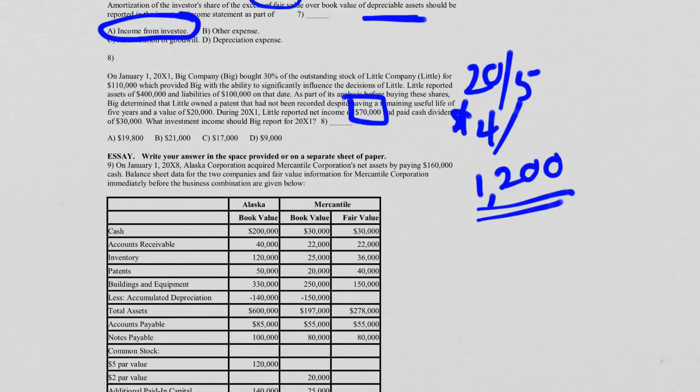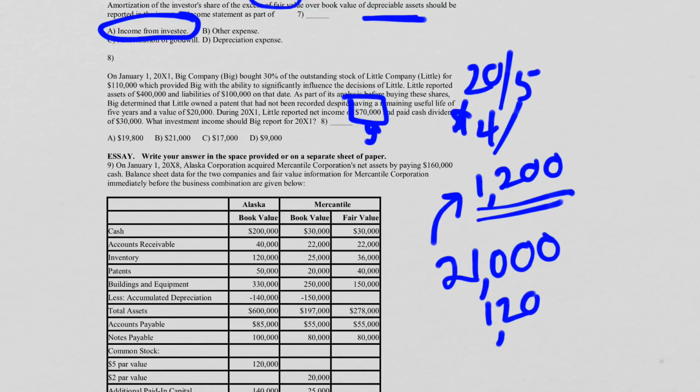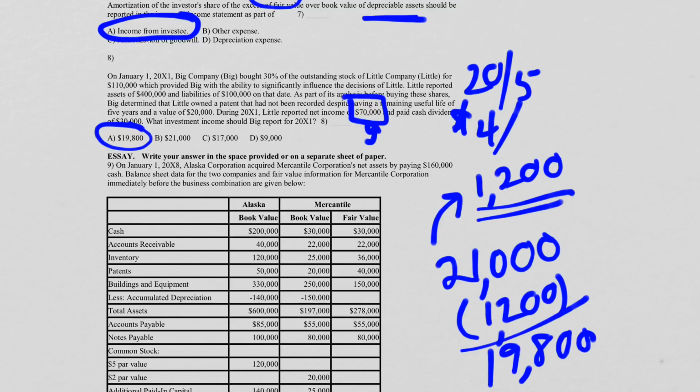What is the income for us? It's 30% of the 70, and that number, 30% of 70, is $21,000. So that's the income we report, but then we adjust it by the depreciation, and this will be depreciation reducing income because the value of the patent is getting amortized. So we reduce to 21,000, and we get the answer 19,800, and we're done with the multiple choice. See ya.